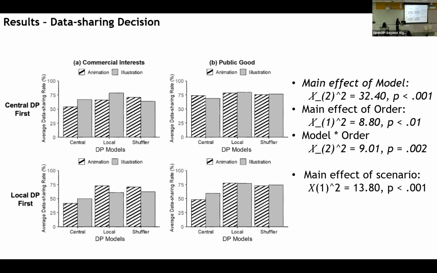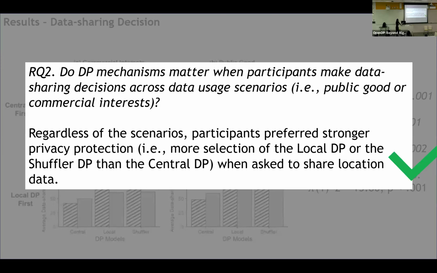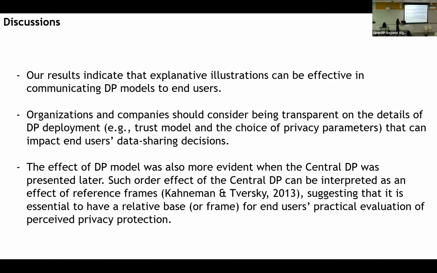As I explained before, we evaluated the results in different scenarios. We also find a main effect of scenario, which means people are generally willing to share data in the public good scenario, meaning in a pandemic situation or some public health situation, they're willing to share the data. I think this is well aligned with the literature. In summary, regardless of scenario, participants prefer strong privacy protection. And moreover, they can differentiate the different DP mechanisms that we explained to them.